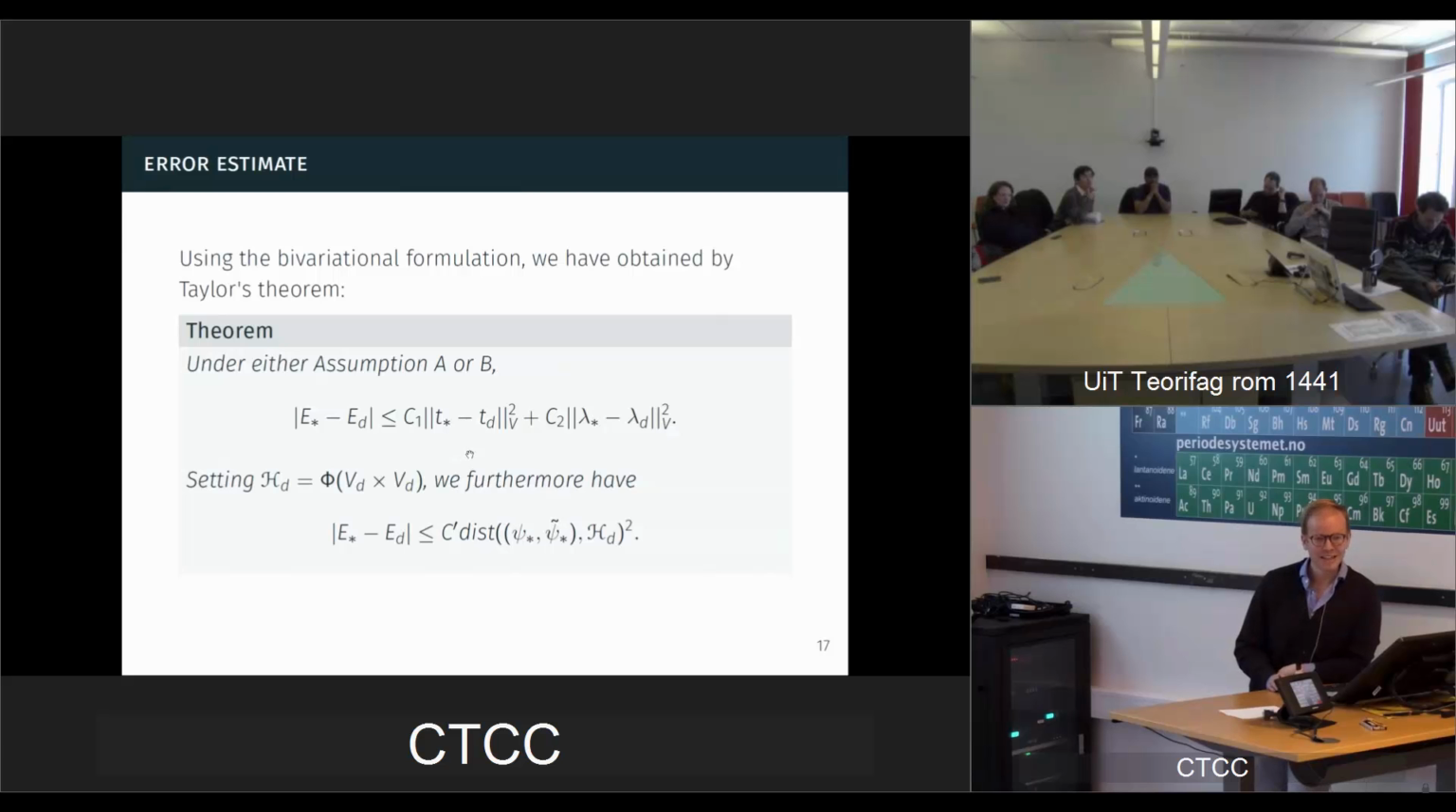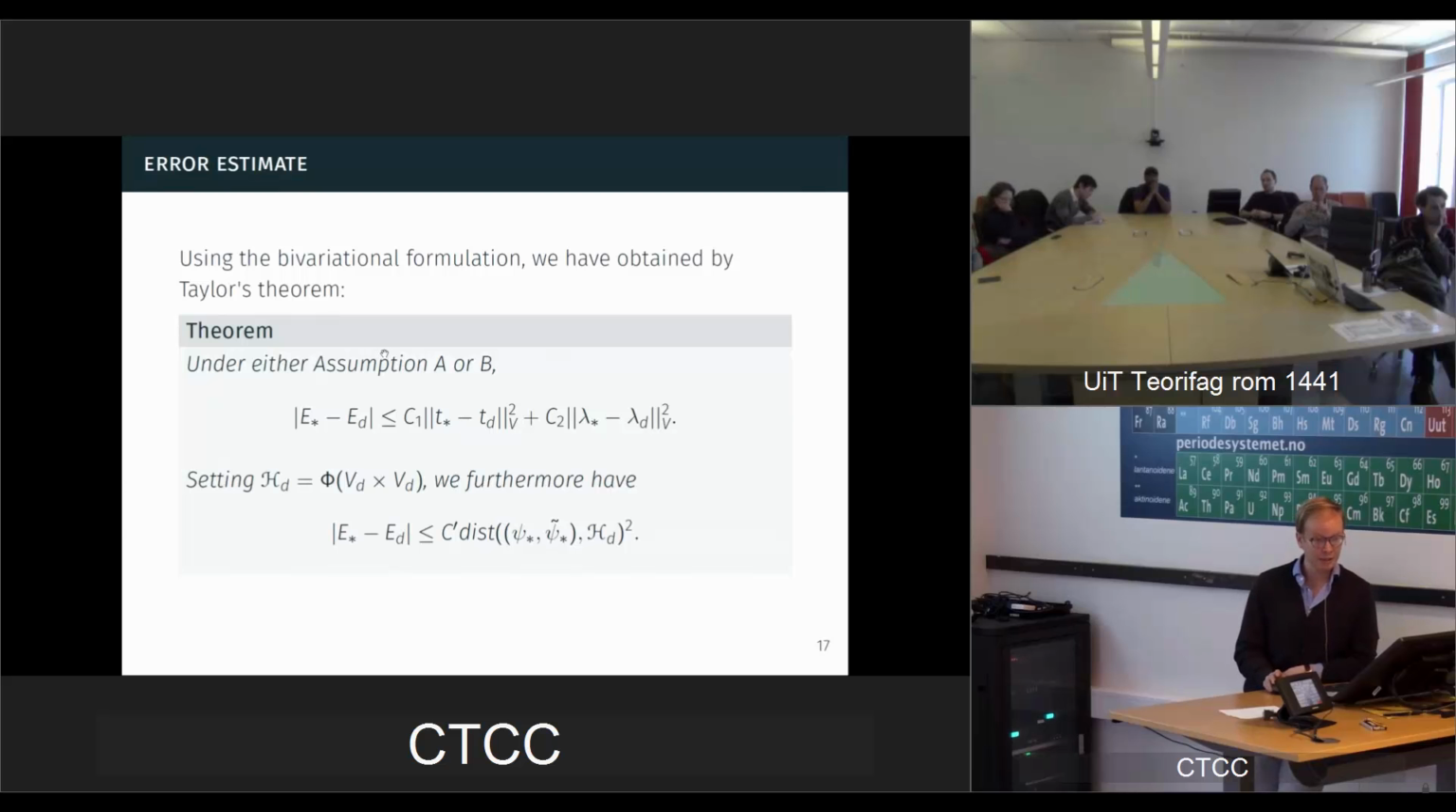Yeah, but my point is just that for a variational method, it's very common to say that you have a quadratic error estimate. And this is precisely what we have here, for a method which is non-variational. Yeah, that's true. It's non-variational in the sense that you don't have the variational principle of an upper bound of the energy, but it is variational in the sense that it's stationary. The bivariational energy is stationary. That's why you can use Taylor expansion.